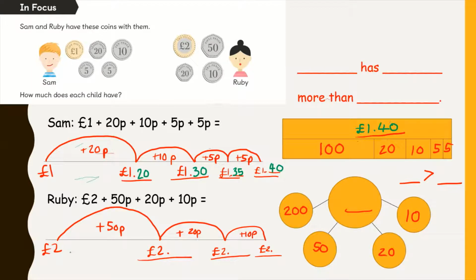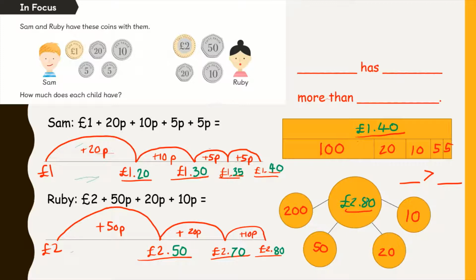Okay, let's look at Ruby down here. She starts with £2. We're adding 50p, so she has £2.50. 50 add 20, that's 2 jumps of 10. 50, 60, 70. Add another jump of 10. 80, £2.80. So who has the most?